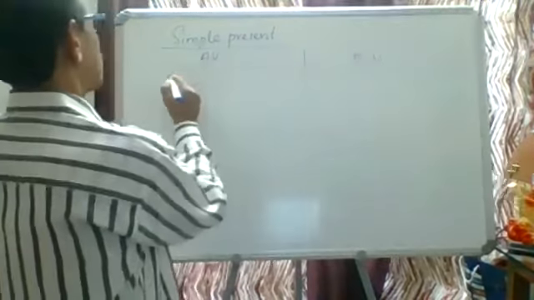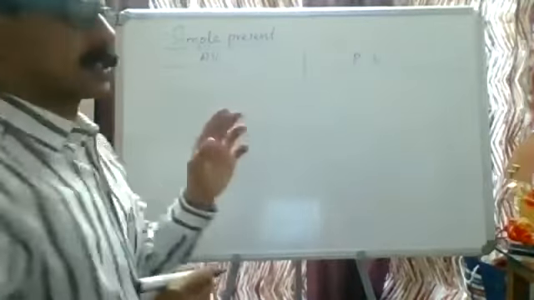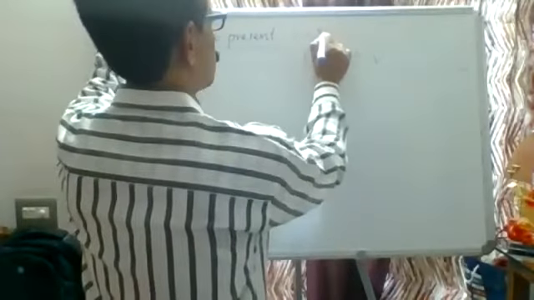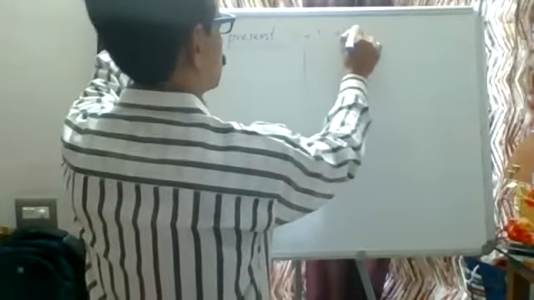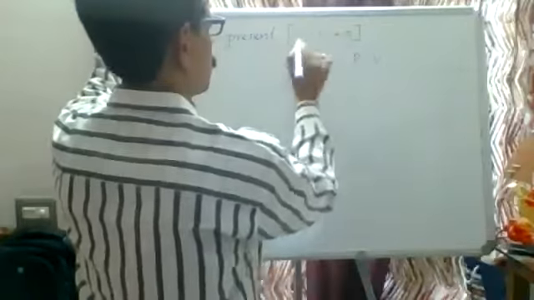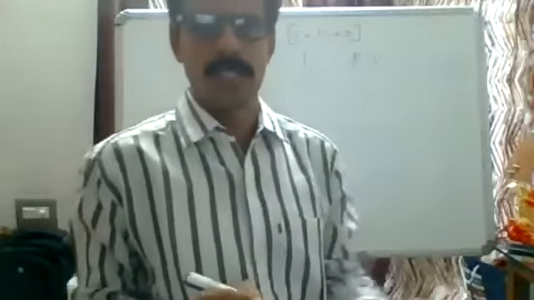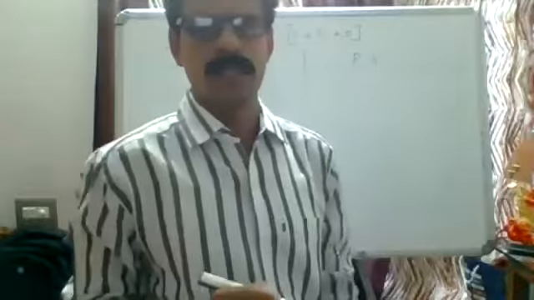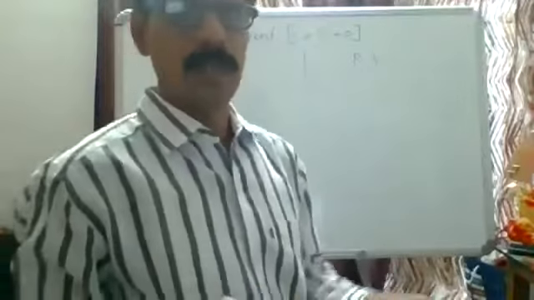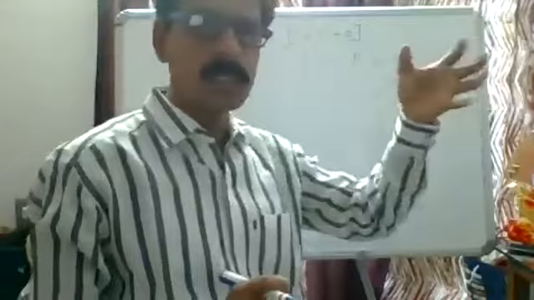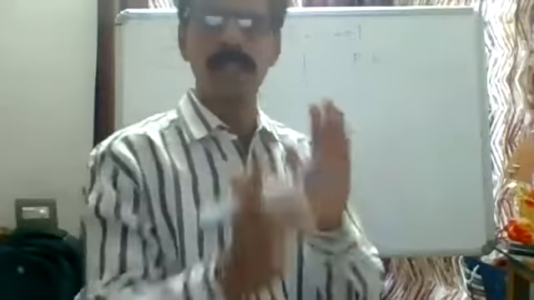Here, let me write the structure. The simple present structure: subject plus V1 plus object is the structure of active voice. This is what we studied in the tenses, that is the active voice structure. This active voice structure can be converted into passive voice, but the structure has a slight difference.